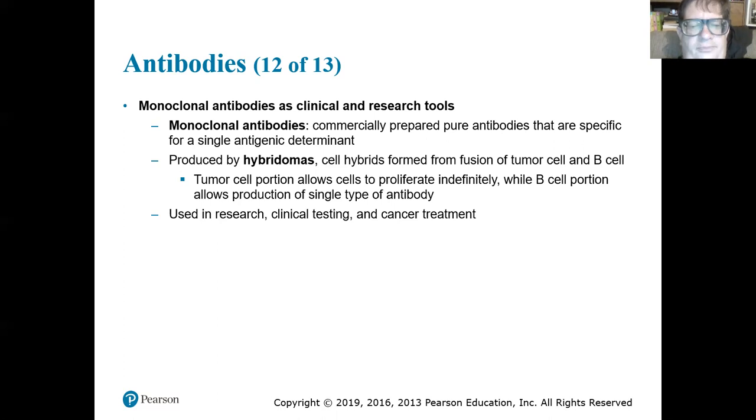Right there, it says the tumor half allows it to proliferate indefinitely, just keep going, while the B cell allows production of a single type of antibody. The hybridoma lets you make huge numbers of antibodies, which you can then harvest and use for therapy or for research. You inject those antibodies into the patient, and they will find the cells that need to be attacked and destroyed.